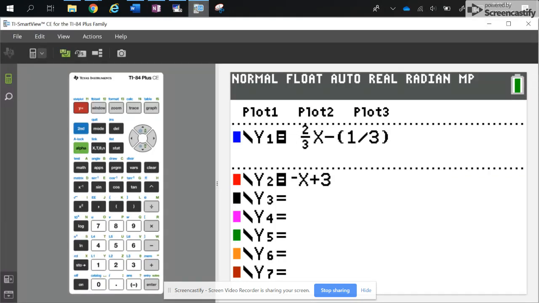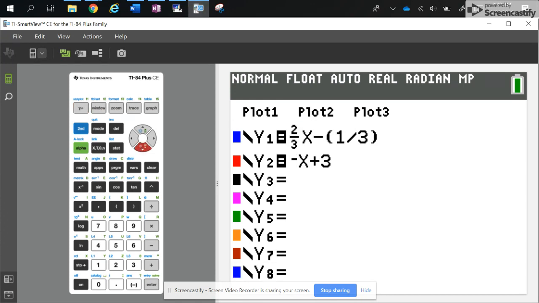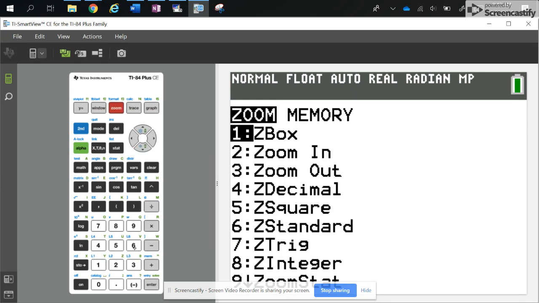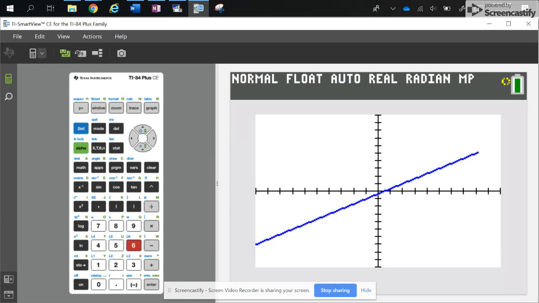So I went to my calculator and I put in 2/3 x minus 1/3 in y1, and then in y2, I went down to y2 and I put in negative x plus 3. And then I'm going to look in the standard window, so I'm going to press zoom 6, and I see that there is a point of intersection. And the best, most accurate way is to use what's called the second calc intersect feature, which is the second function on the trace button.